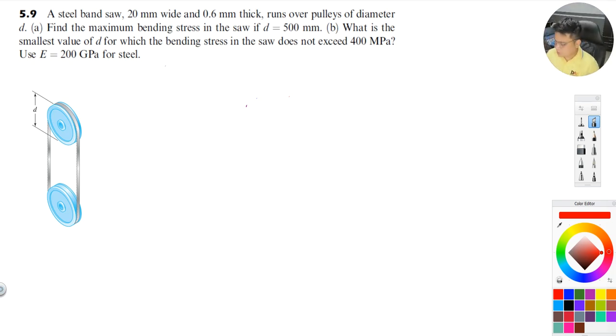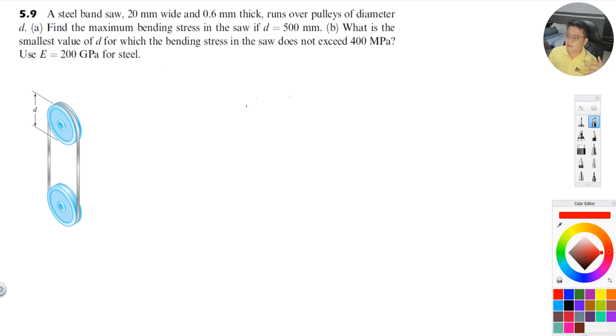Okay. So, let's have this problem. A steel band 20 millimeter wide and 0.6 millimeter thick runs over a pulley of diameter D. Find the maximum bending stress in the saw if D is equals to 500. What is the smallest value of D for which the bending stress in the saw does not exceed 400 megapascal?